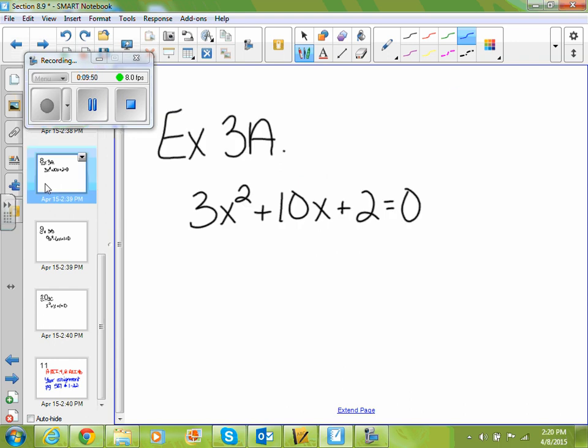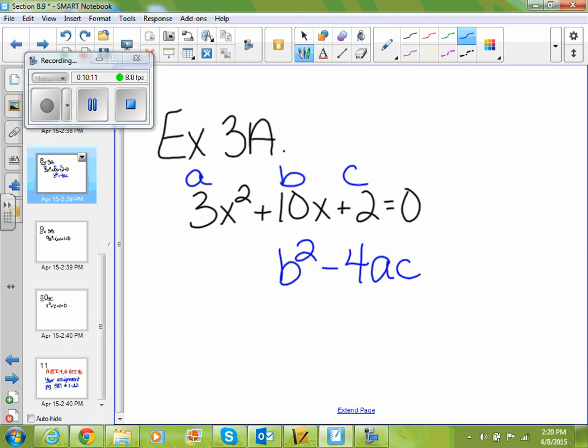Okay, then the other part of your assignment, which is actually going to be way easier than using the quadratic formula, is just using your discriminant to figure out how many solutions you have. Your discriminant was the part under your square root. So b squared minus 4ac.